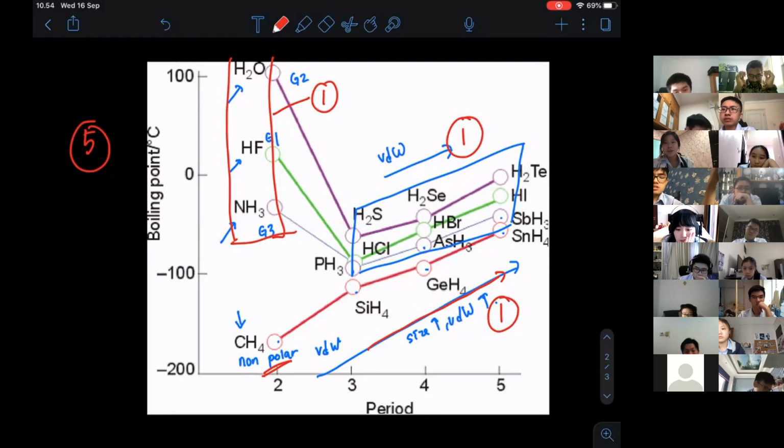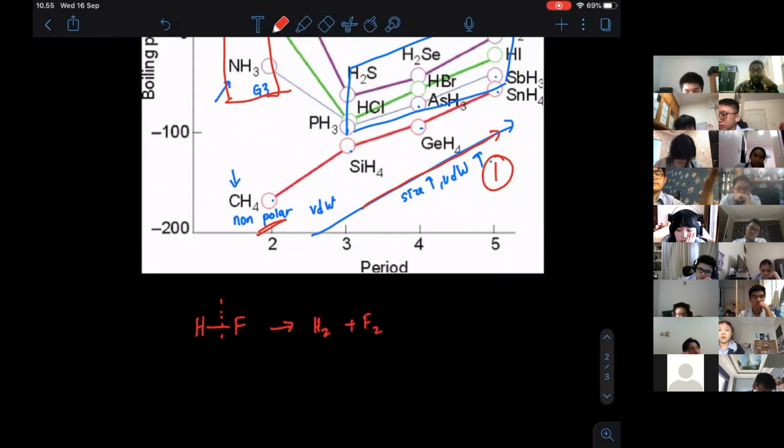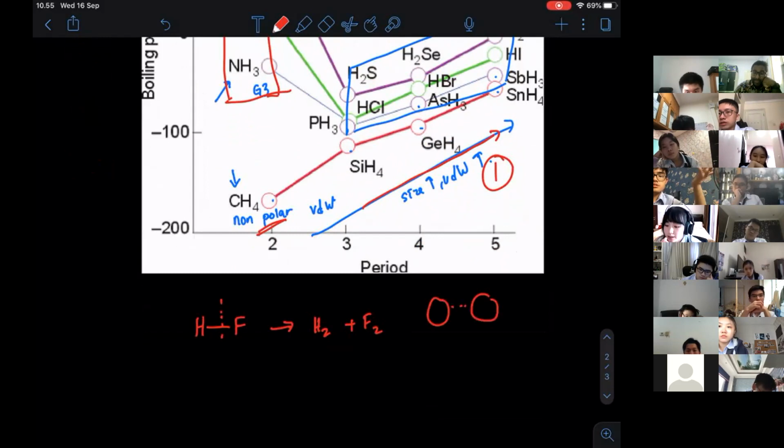Think. The bond length. Bond length. Now, do remember, we are not going to talk about bond length, because you only talk about bond length if you want to break hydrogen and F, and then form H2 and F2. Then we talk about bond length, and bond energy. But now we are not going to talk about that, because we are just trying to break the bond between molecules. So no need to mention bond length or bond energy.